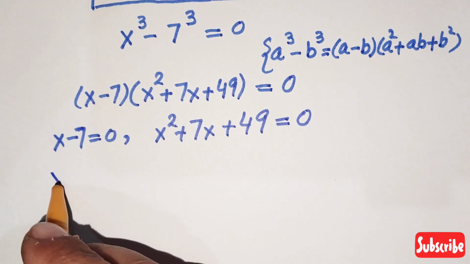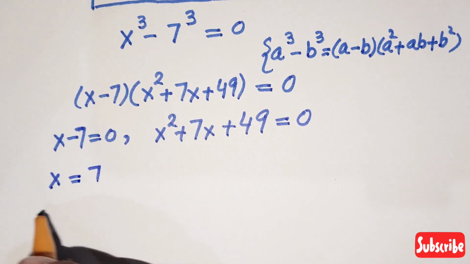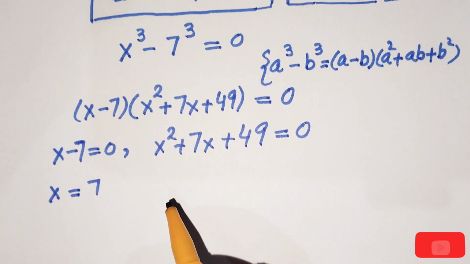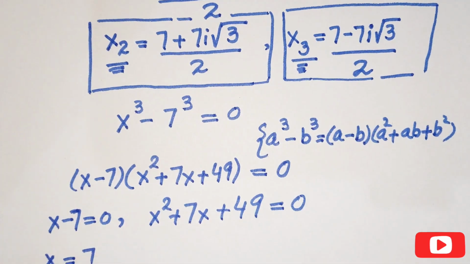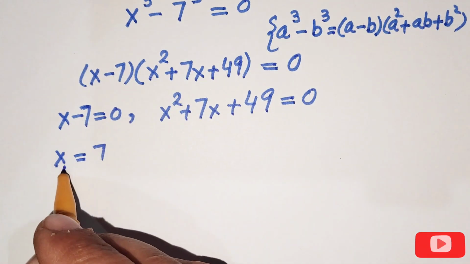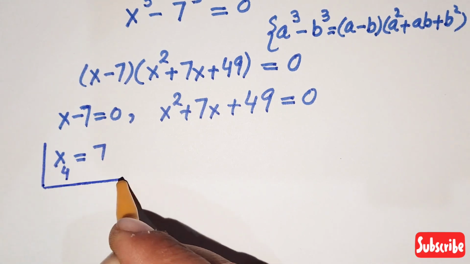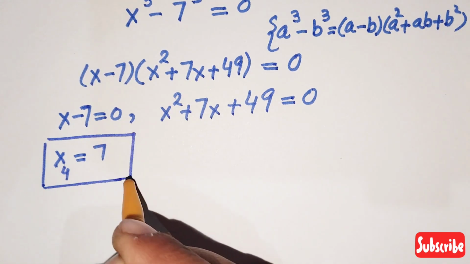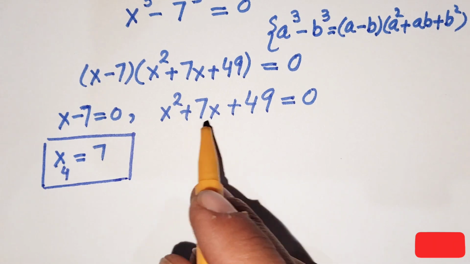Now shifting this minus 7, we get plus 7. As we have found three values of x, this is our fourth value. So x4 is equal to 7. Now we are going to find the value of x here.